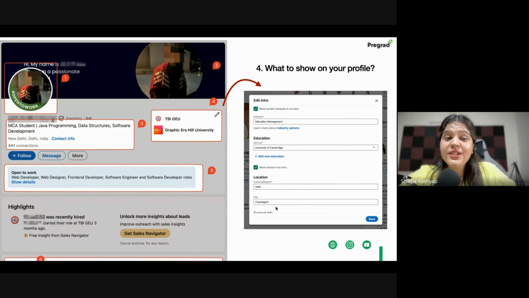Okay. And I want everyone to update at least this one. So with this, my first page is ready. They can see the best headline, they can see a right photograph, they will find the right banner, and they will find something more on my profile, my education. Okay. Now, the next thing is also very important, which is open to work.